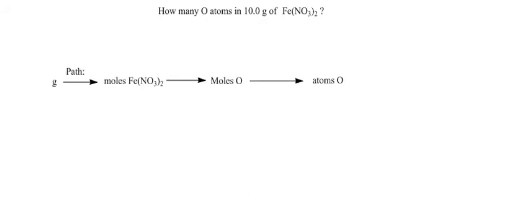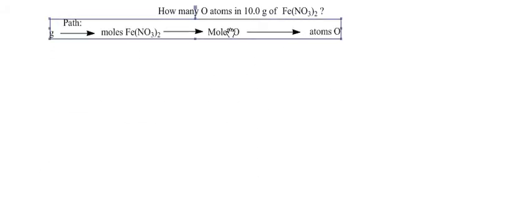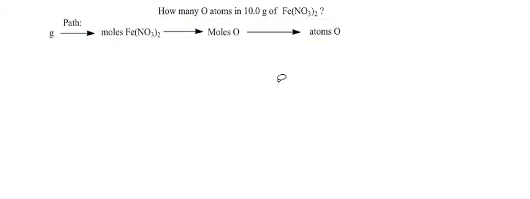And the path that we're going to follow is we're going to go from grams, which were given, to moles of Fe(NO3)2, and then we're going to go from that to moles of oxygen, and then from moles of oxygen to atoms of oxygen. Now, in almost all of our calculations, when we're given grams, we go to moles. And we're doing that again this time as well.